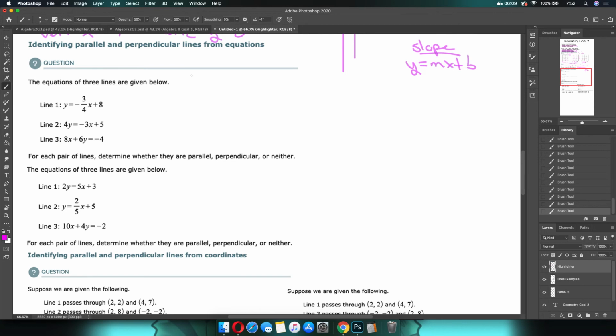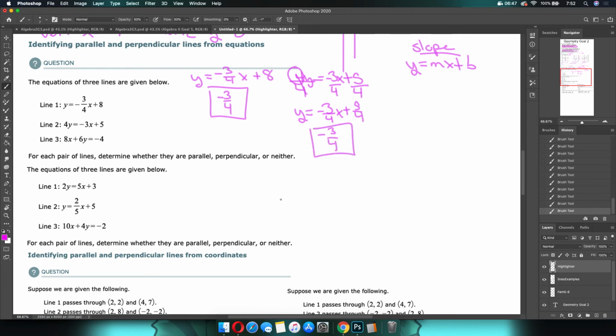So if we look at our lines, we have y equals -3/4 x plus 8. So that one, what's our slope? -3/4 because it's already in the format that we want. That's good. The next line we have is 4y equals -3x plus 5. Is that in the format we want, the y equals mx plus b? Not completely, because that 4 is in the way. So we just go through the work of solving it. Divide by 4, divide by 4, divide by 4. So y equals -3/4 x plus 5/4. What's my slope? -3/4. Okay, that's 2 out of 3.